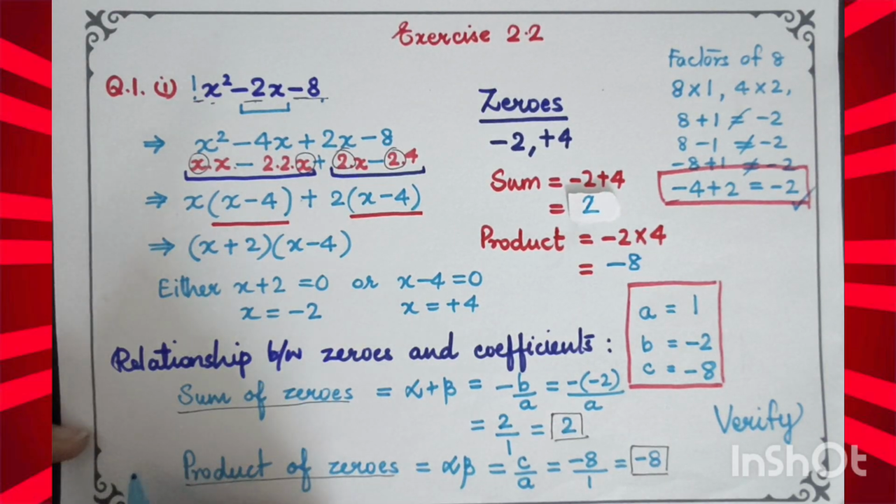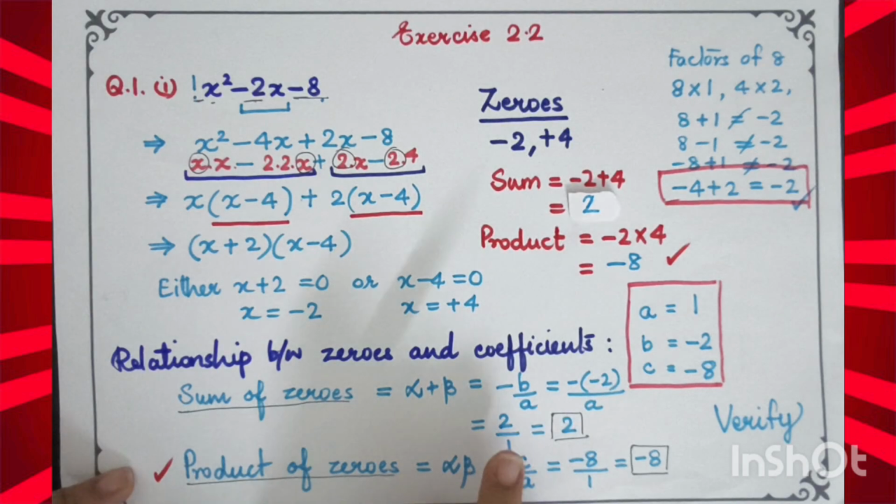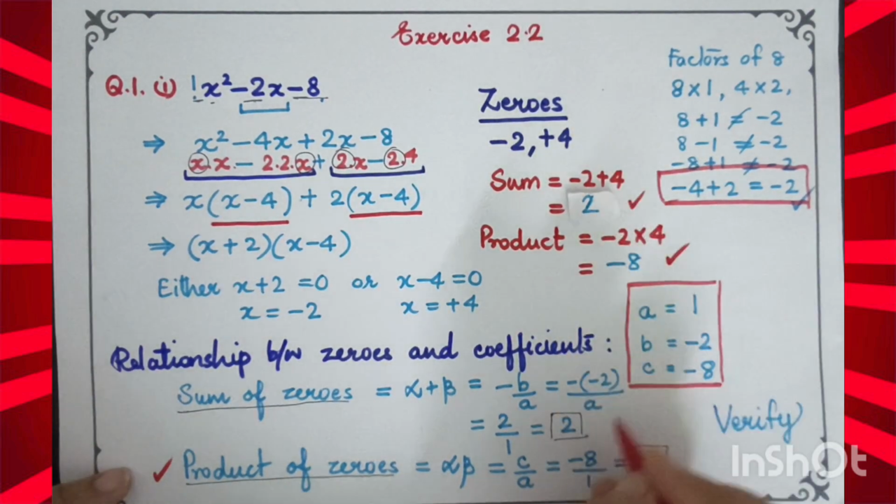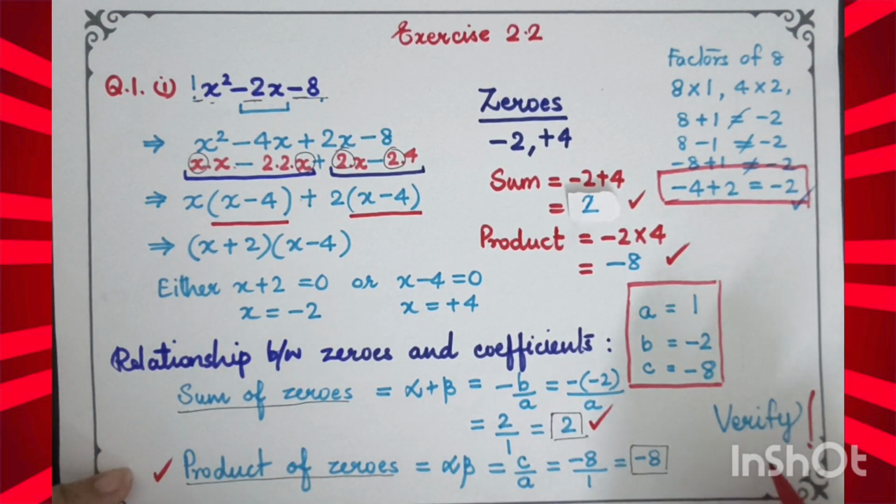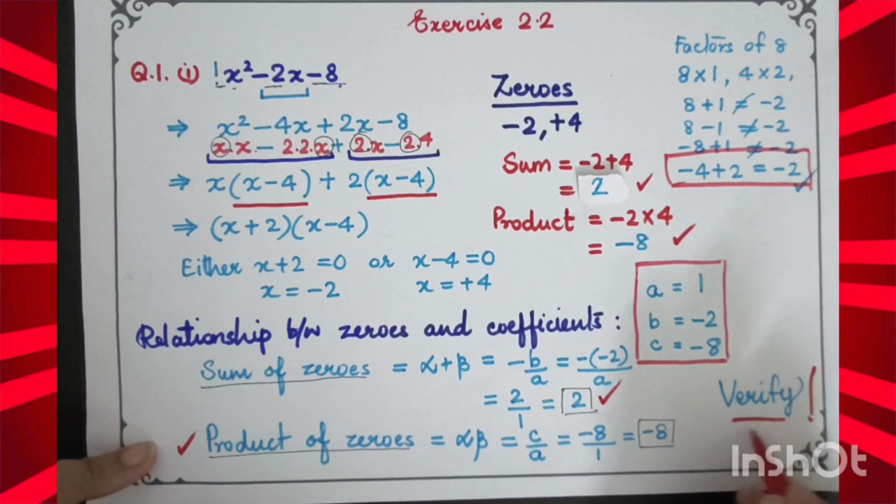Now to verify, we will compare the sum and product we got by using the zeros with the sum and product we got by using the formula containing coefficients. And we can see both are equal. Hence it is verified.